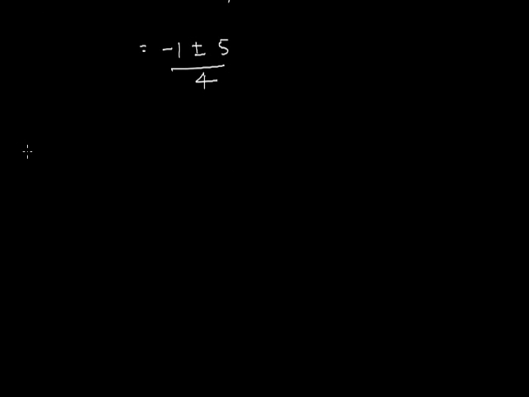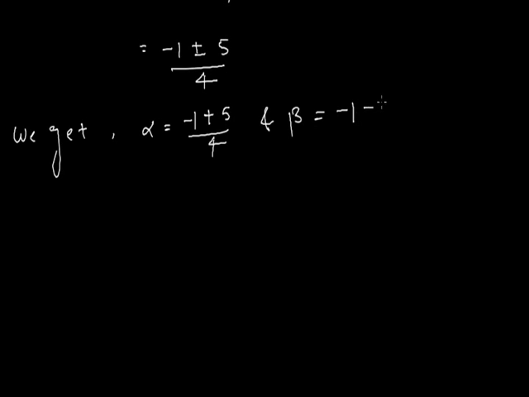So we get the roots: alpha equals (−1 + 5) by 4 and beta equals (−1 − 5) by 4, that is, alpha equals 1 and beta equals −3 by 2.